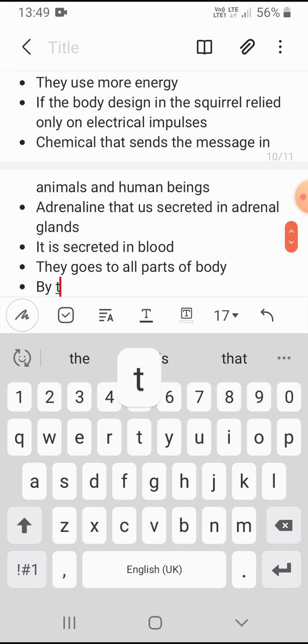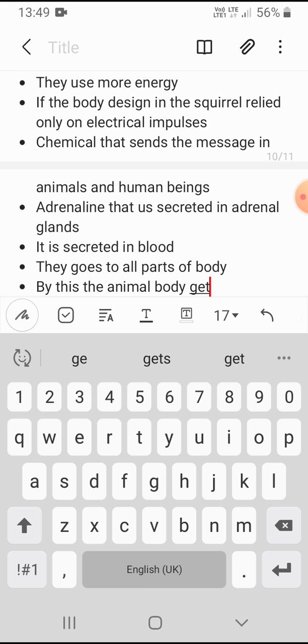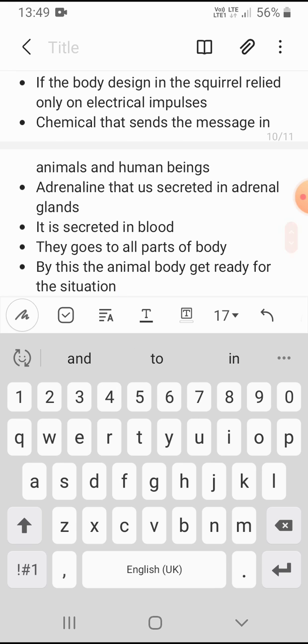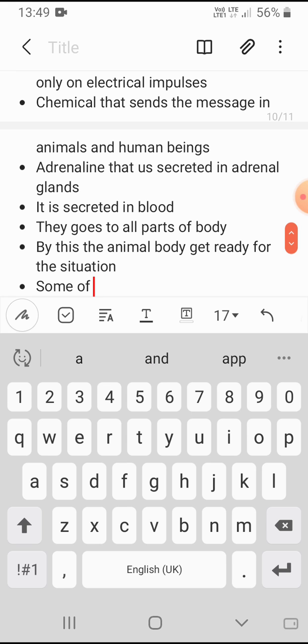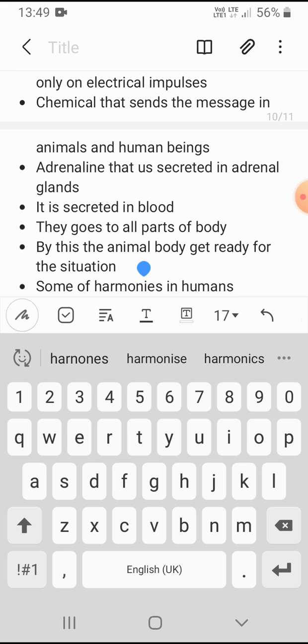So by this, the animal body gets ready for the situation that I said. They need more energy for the situation. So after this, some of the hormones in the animal body, some of the hormones in humans.